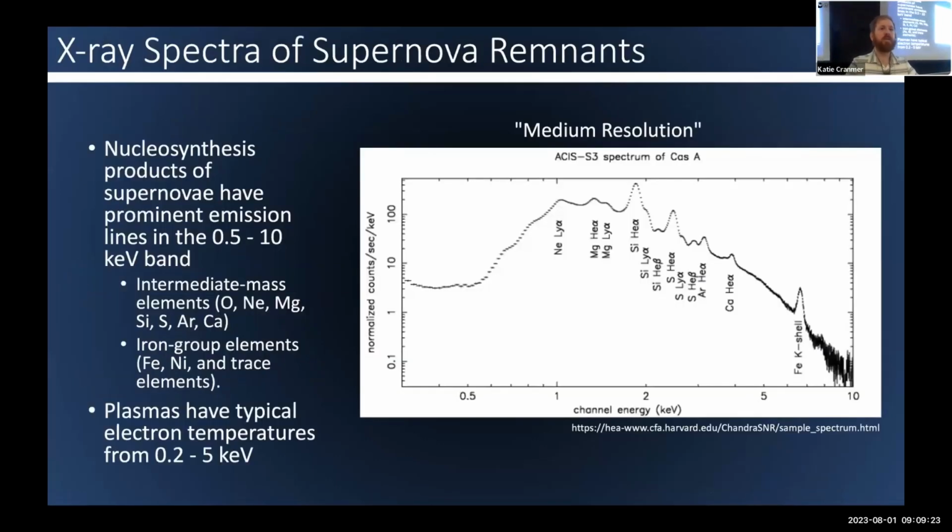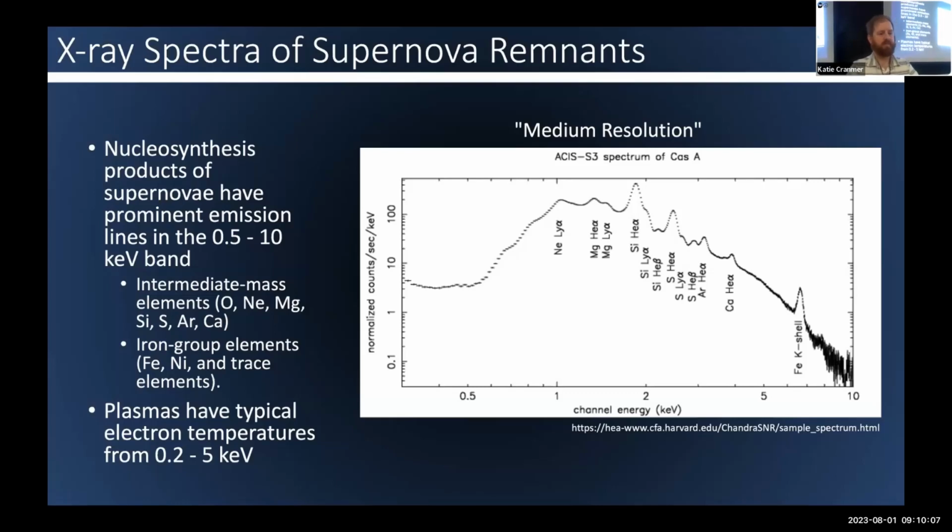In general, these nucleosynthesis products have prominent emission lines in the 0.5 to 10 keV band. So you see a lot of intermediate mass elements like silicon, sulfur, argon, calcium, iron group elements, mainly iron and nickel, also trace elements. The presence of these lines indicates temperatures of around 0.2 to 5 keV. This is a spectrum of Cas A, where you can see these hydrogen-like and helium-like emission lines from these products. This is from a Chandra X-ray spectrum, so it's CCD, which we consider a medium resolution spectrum.